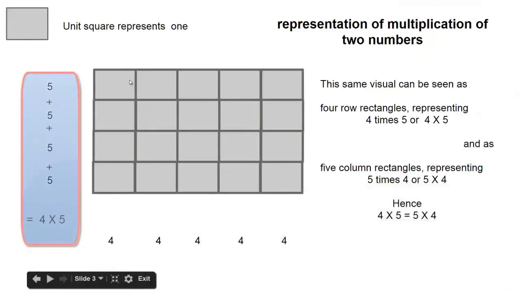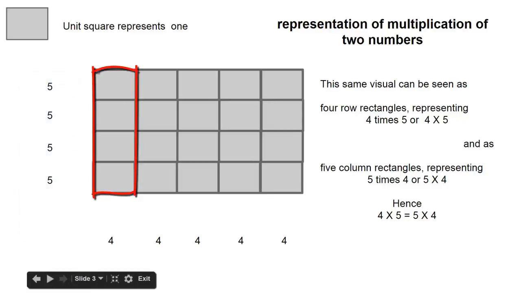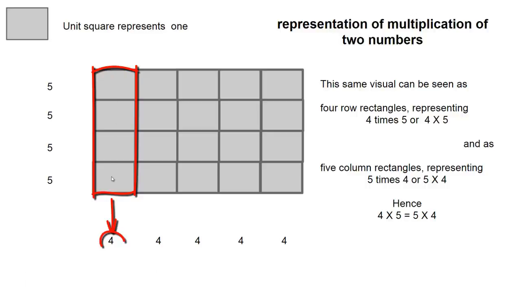Now again, there's another way to look at the same big rectangle that represents 4 fives, or 4 times 5. Look at this. This can be called a column rectangle containing 4 little squares. So each column rectangle is a visual for 4.